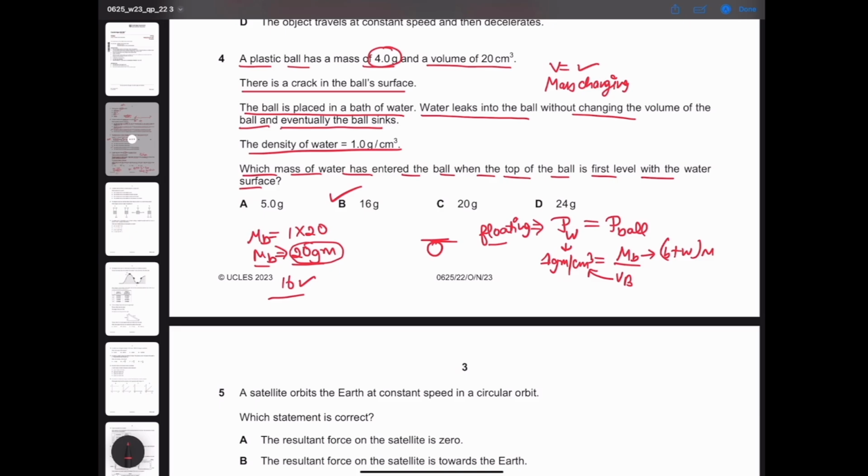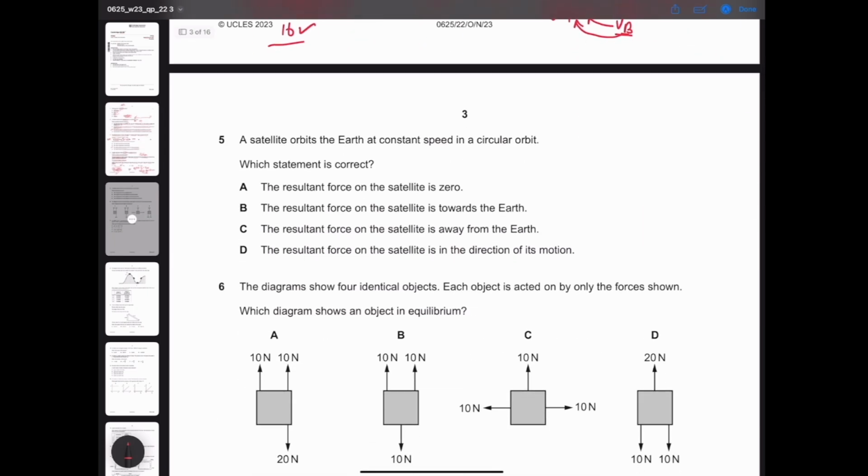It's a simple question, but you need to think it through thoroughly. It doesn't require too much maths. It's a physics question, but you need to think carefully. Initially, the mass was 4 grams only. When it is floating, the density of water is the density of ball. Density of water is 1. Mass of ball, I'm keeping as mass of ball only, and volume of ball, transpose it there. Mass of ball comes out to be 20 grams. And initially, the mass of ball was 4. Now the mass is 20. So, how much water is added? 16 grams. All right. Question number 5.